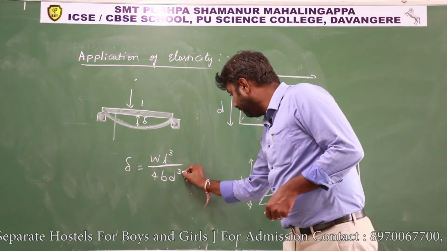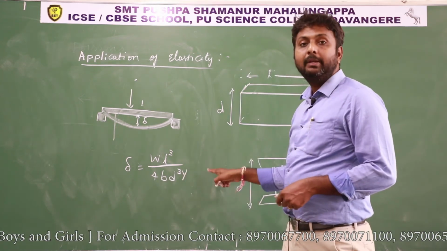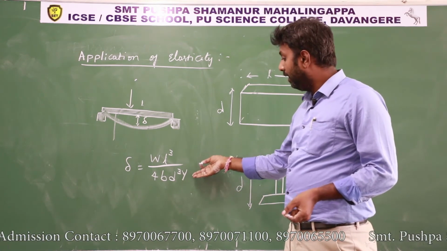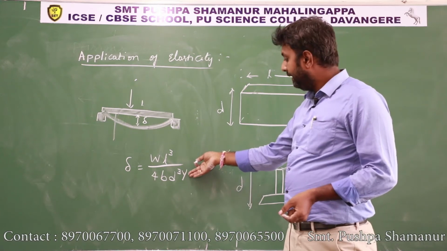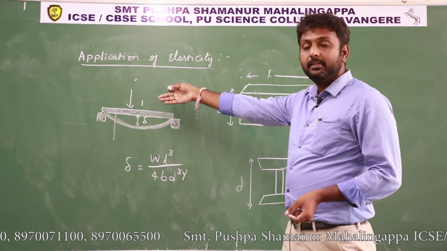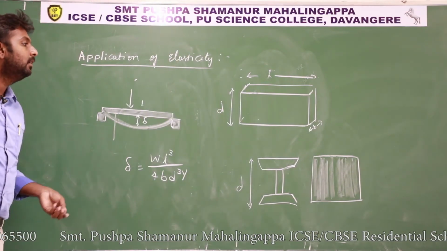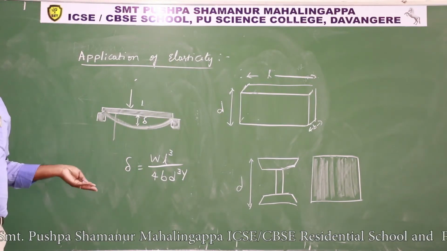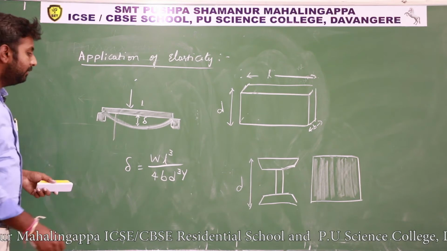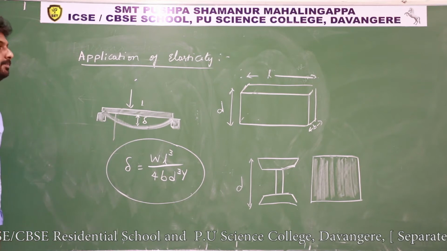And one more factor it depends upon. That factor is Y, in 4bd cube Y, where Y is called what? Young's modulus. So if you use a material with a very high value of Y, definitely the depression forming here becomes very less. Okay. This is one practical application of elasticity. Remember this formula, it may be asked in competitive exams.